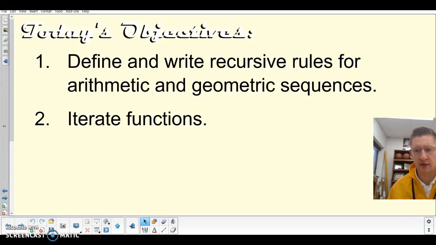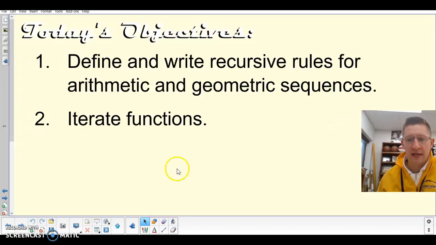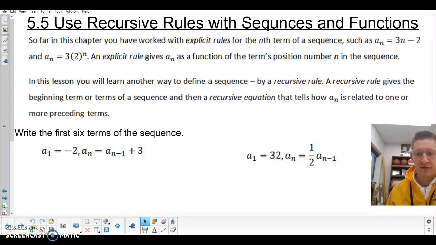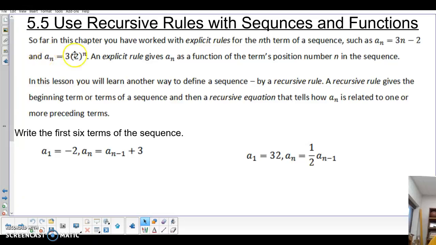Well, hello students. This is lesson 5 of unit 5. We're going to be learning about recursive rules for arithmetic and geometric sequences today. And we're also going to be iterating functions. So that's the kind of stuff that we're going to work at in the next couple of videos. So looking at the beginning of lesson 5.5, just follow along as I read.